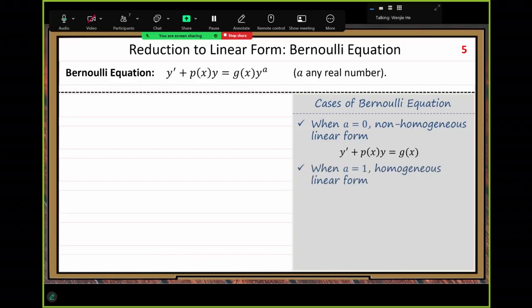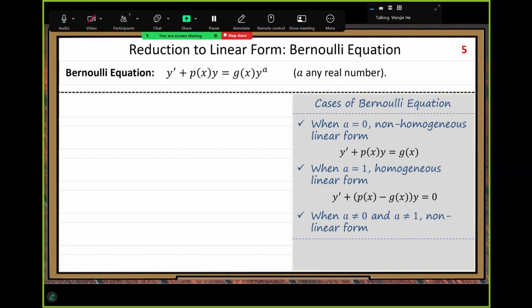a equals 1, it's a homogeneous equation, right? And it's separable, we can also solve it. It's a separable ODE. So a equals 1, we have the solution already. All right. Then we need to consider the case a not equal to 0 and a not equal to 1.